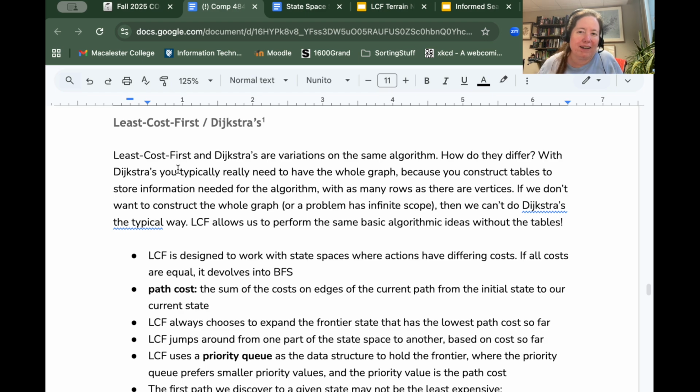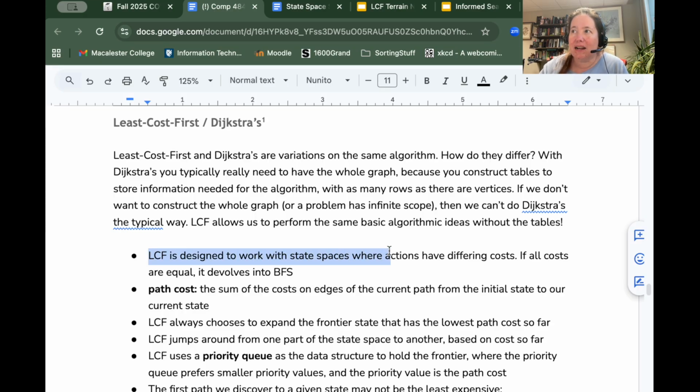Well, when we're talking about some of the state spaces we're looking at, we don't necessarily have the whole graph. So we need a variation on Dijkstra's that gets at the heart of what it's doing, but that doesn't need those tables kept because we don't necessarily have all that information or want to build the table for the whole state space. So lowest cost first, or least cost first, is an algorithm that is essentially making the same decisions as Dijkstra's, but it's building the state space on the fly as a search tree instead of working with tables that represent the whole graph.